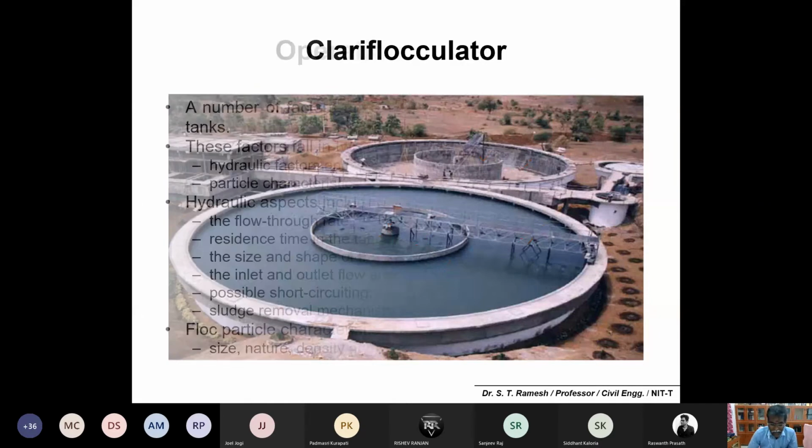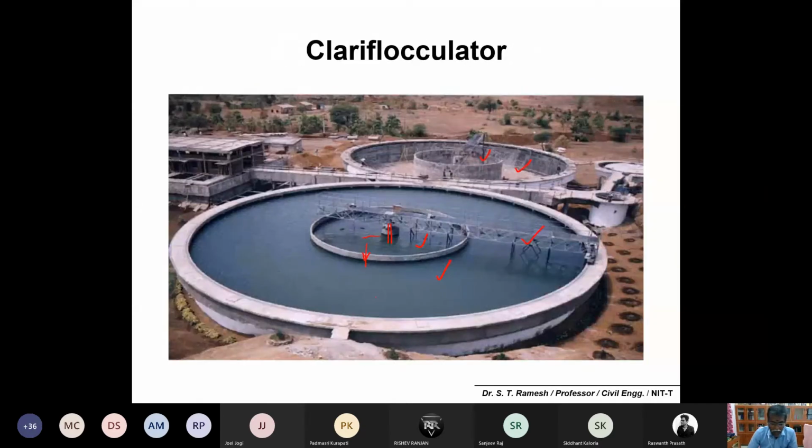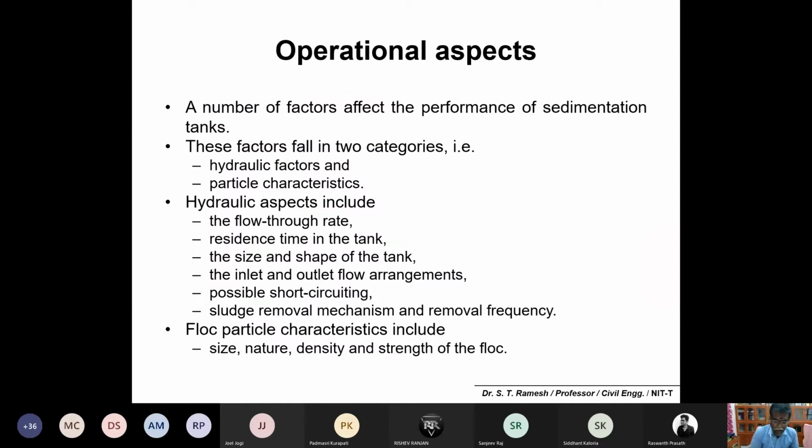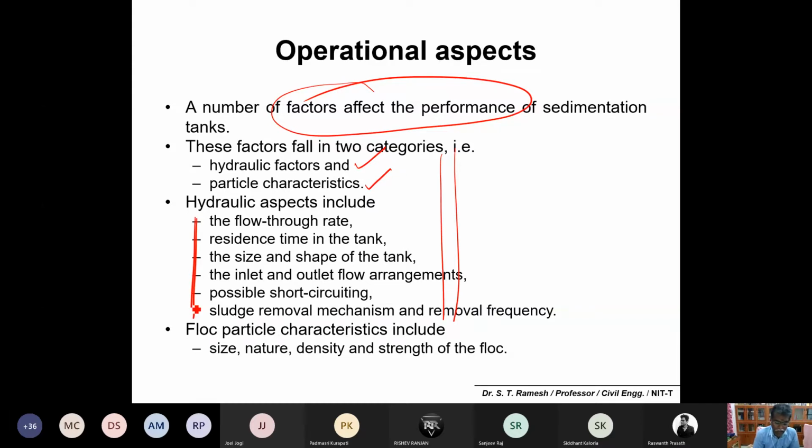So being familiar with the types, rectangular and circular tanks, in both cases we have discussed only horizontal flow. Vertical flow we have not discussed, only the horizontal flow. And these are the operational aspects, the operational parameters or factors that affect the performance of the sedimentation tank. You can divide them into 2 categories. One is hydraulic characteristics, another is particle characteristics. These are the hydraulic characteristics which will affect your plant performance.